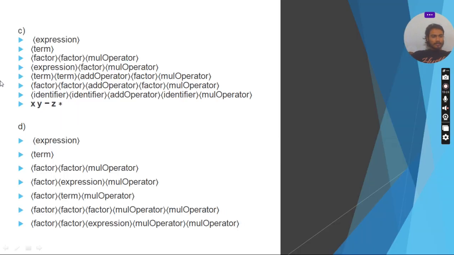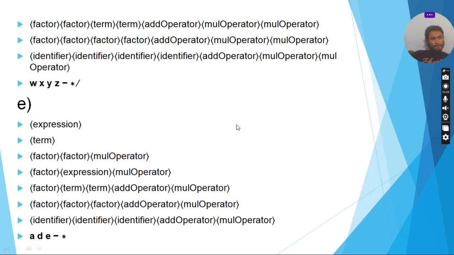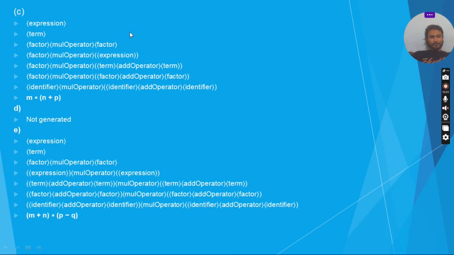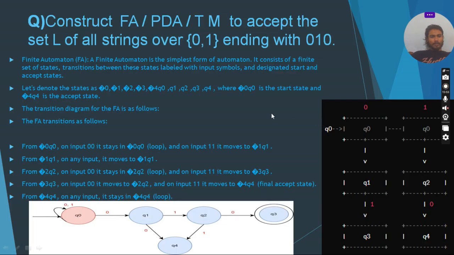Then we have this, which is similar to the previous ones. This is another question which is not so much different from the other ones. Backus-Naur form, postfix expression. You can take a screenshot of this and check it later. This is also the similar kind of question which we have gone through.